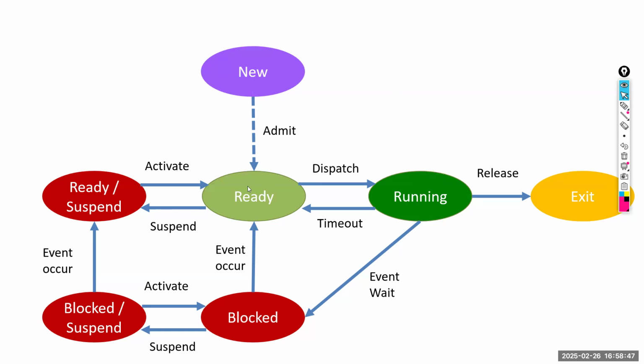So you must remember these state names and these event names. If you can, it's better to remember the event names also, like admit, dispatch, release, timeout, event wait, event occur, right? Suspend, activate, event occur. If they ask you to draw this diagram, you must give these names properly. And it's always good to give these event names also, and make sure you are serious about these arrows, whether it's bidirectional or unidirectional.